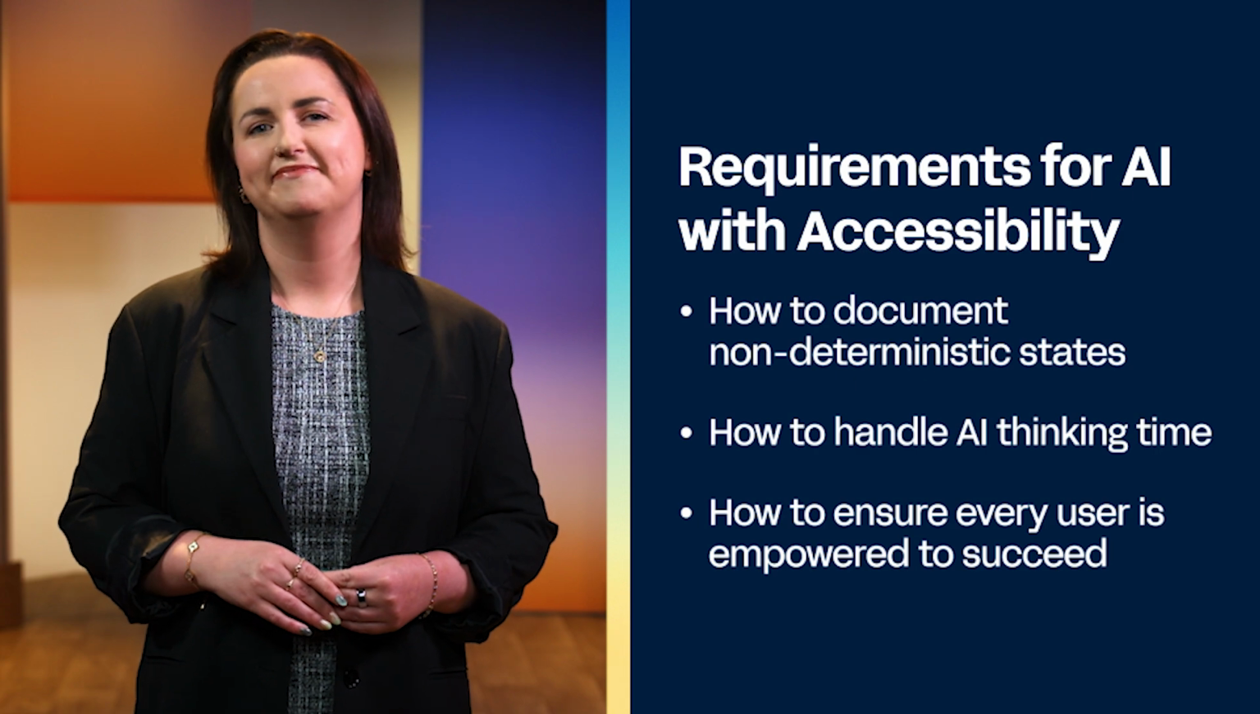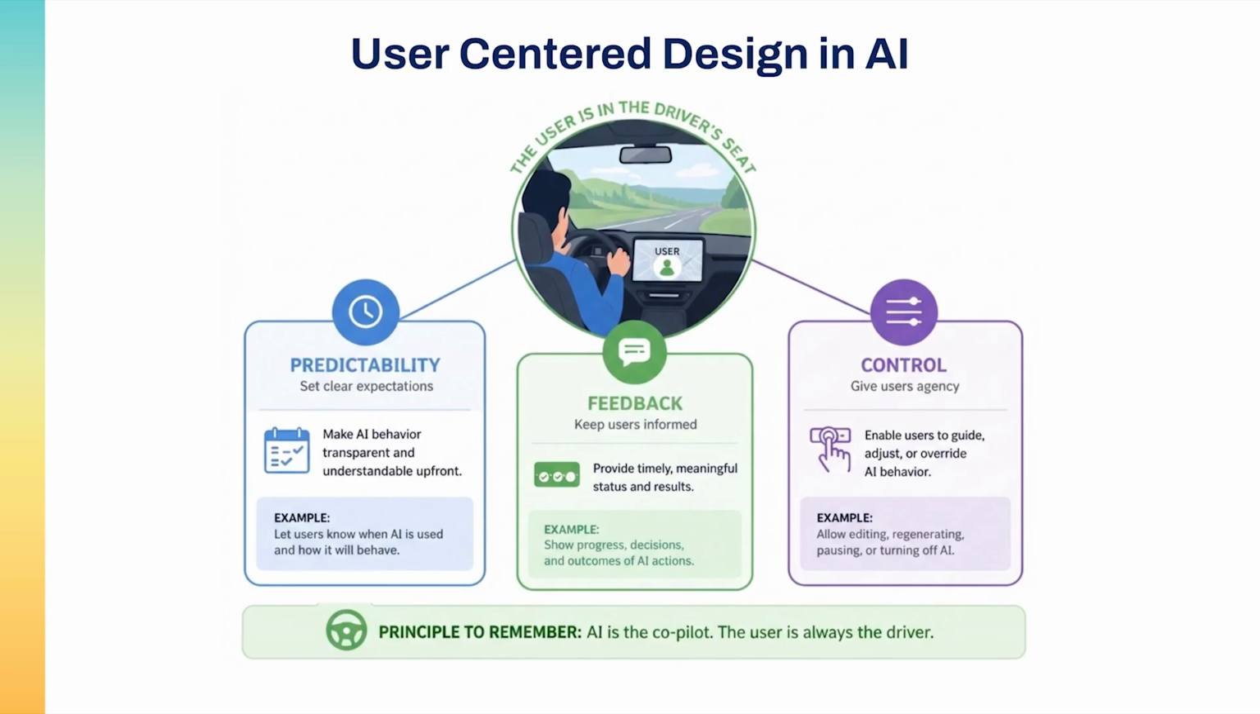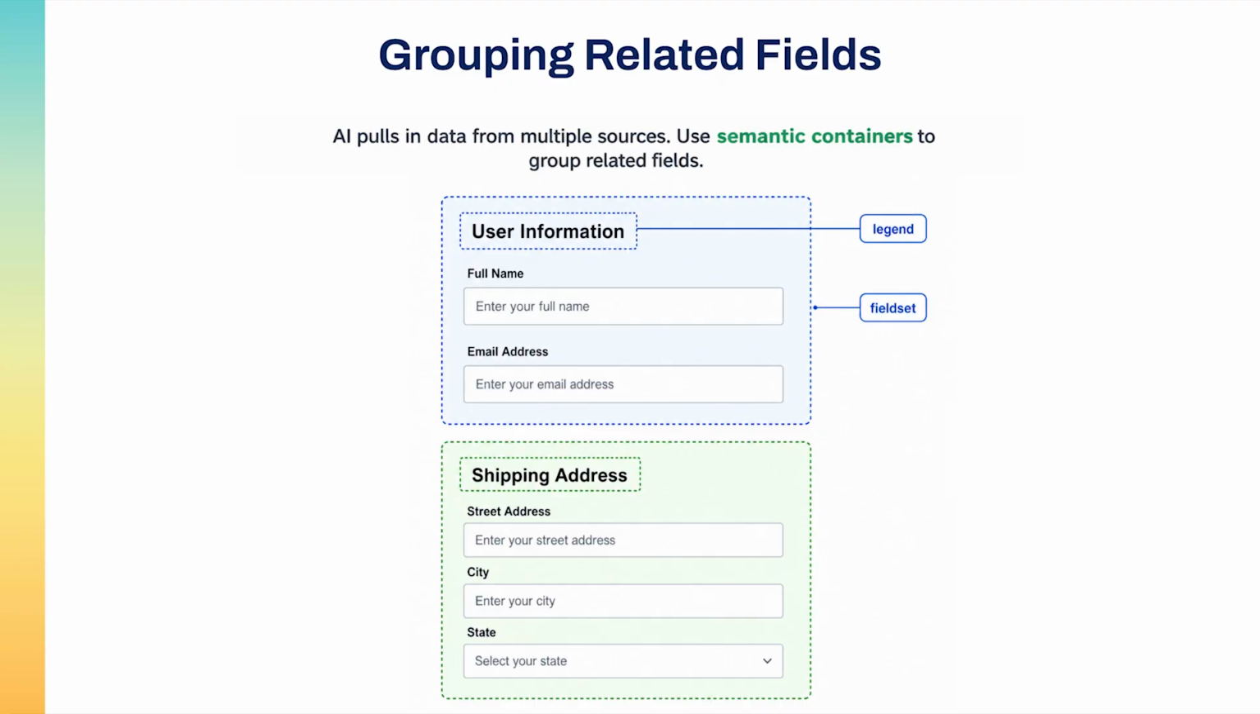Let's get into it. First, let's ground ourselves in the areas we need to document. When we design for AI, we focus on predictability, feedback, and control. We need to ensure that the user, not the machine, is always in the driver's seat. This starts with structure. AI often pulls data from disparate sources into one view. We must document how these fields are grouped. By using proper semantic containers, we ensure that assistive technologies can communicate the relationships between an AI suggestion and the field it's meant to populate.